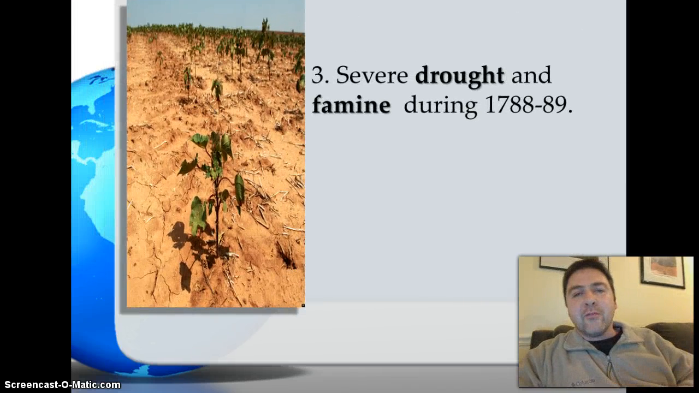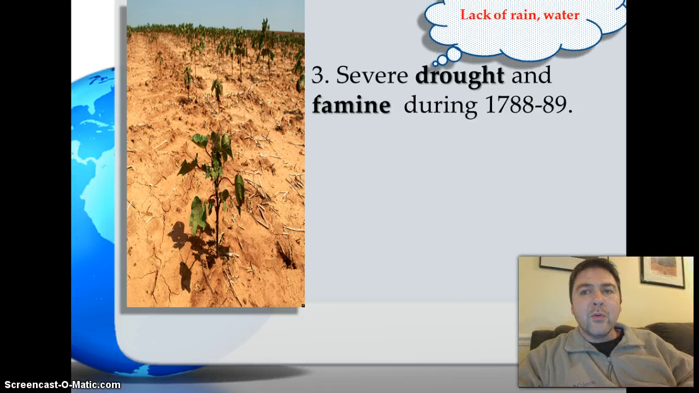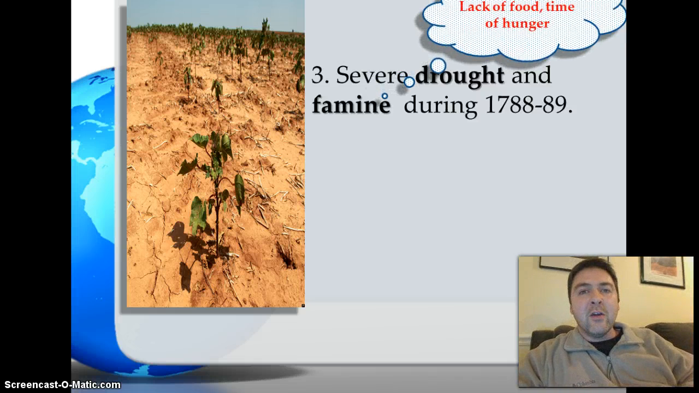At the same time that France was going into debt, the weather wasn't cooperating in France. France enters a period right before the revolution of drought, referring to lack of rain or lack of water, okay, and that's going to lead to crop failures, which lead to famine. And famines are periods of time where there's not enough food and often widespread hunger and starvation. Large numbers of hungry people in France are going to lead to large numbers of desperate people who will do anything for a change.